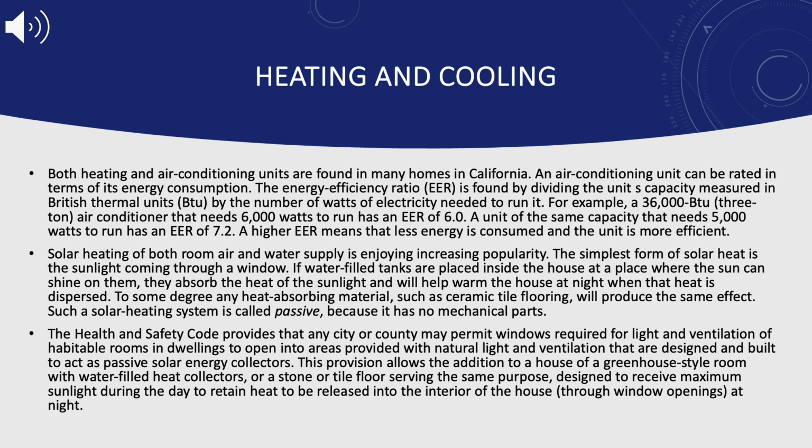Solar heating of both room air and water supply is enjoying increasing popularity. The simplest form of solar heat is the sunlight coming through a window. If water-filled tanks are placed inside the house at a place where the sun can shine on them, they absorb the heat of the sunlight and will help warm the house at night when that heat is dispersed. To some degree, any heat-absorbing material, such as ceramic tile flooring, will produce the same effect. Such a solar heating system is called passive because it has no mechanical parts.